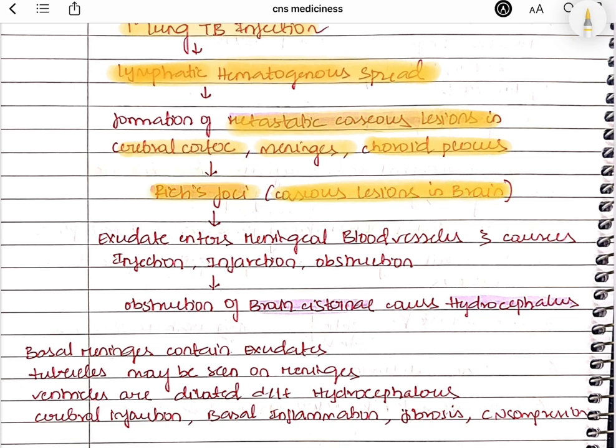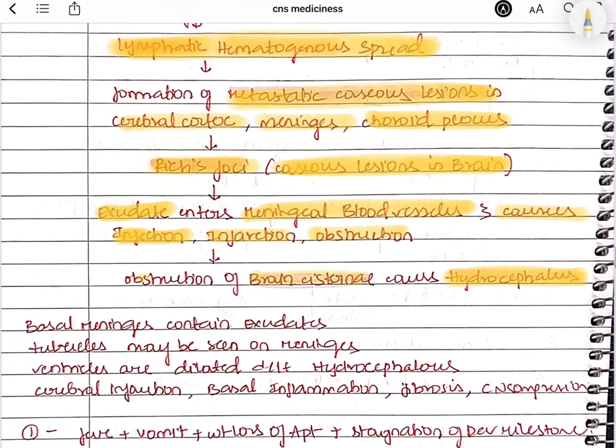From the Rich foci, there will be exudates released. These exudates enter the meningeal blood vessels and block them, right? So it will cause infarction and obstruction. This obstruction to the CSF will cause hydrocephalus, right? Obstruction in the brain cisternae causes this hydrocephalus. So what happens once hydrocephalus occurs? There will be a rise in intracranial pressure and bulging of the anterior fontanelle. And once the intracranial pressure rises, there will be vasospasm and vasoconstriction leading to cerebral ischemia, right?